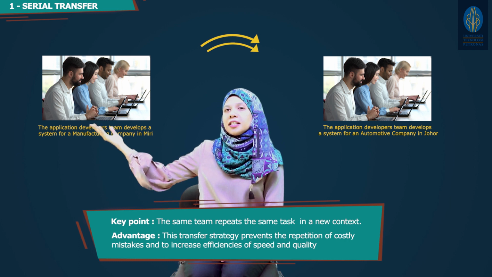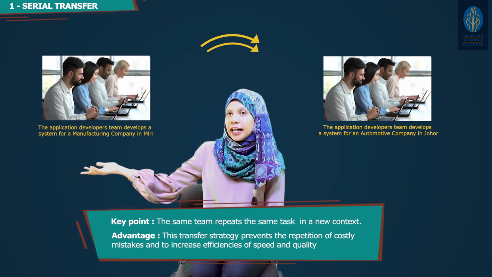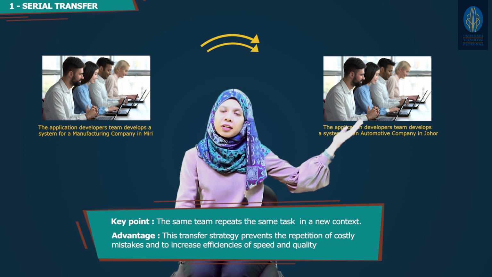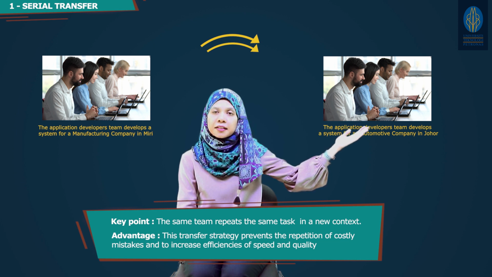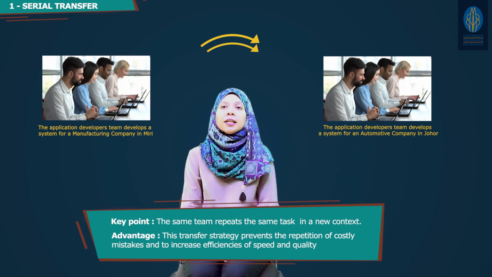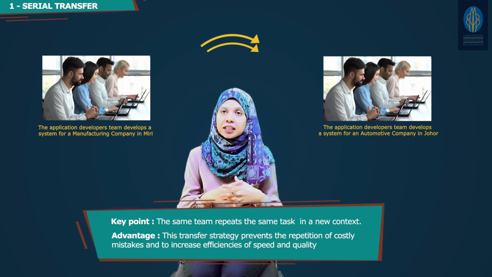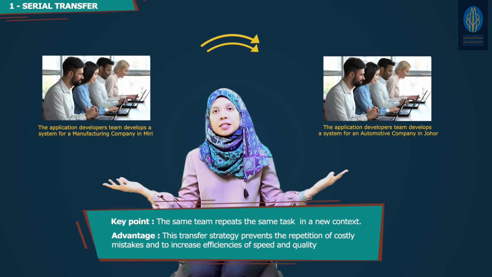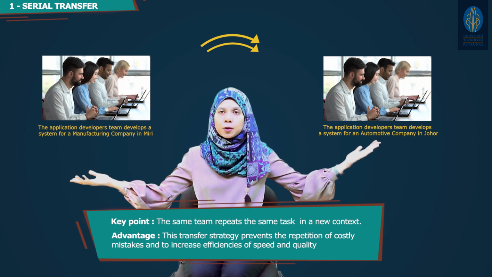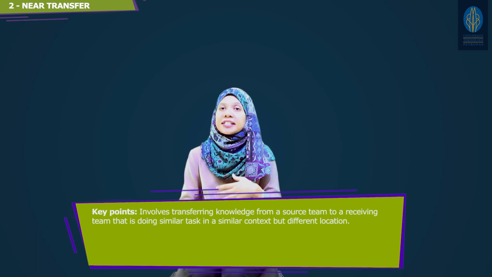For example, the application developer team develops a system for a manufacturing company in Miri, and then they also use the knowledge and transfer it to develop another system for an automotive company in Johor. So the advantage would be it will decrease repetition of mistakes, and increase efficiency in terms of speed and quality because they have experience. Team A is going to do it in another location, in another company. So that's serial transfer.